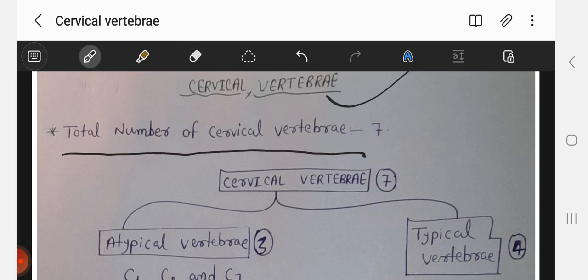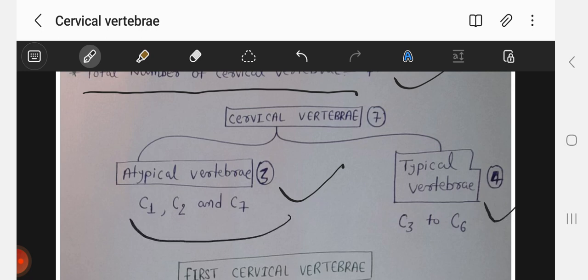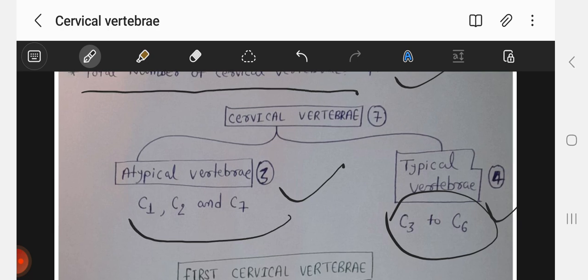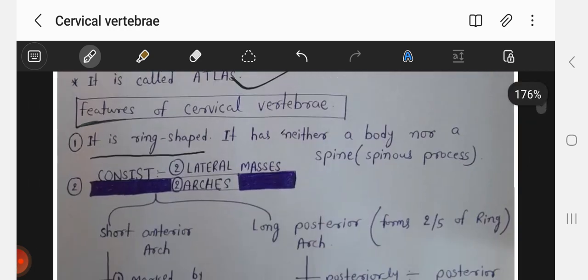The total number of cervical vertebrae is 7, out of which 3 are atypical and 4 are typical vertebrae. C1, C2 and C7 are atypical, and C3 to C6 are typical vertebrae. So we must be wondering what an atypical vertebra is and what a typical vertebra is. First of all, let's understand the difference between these two.